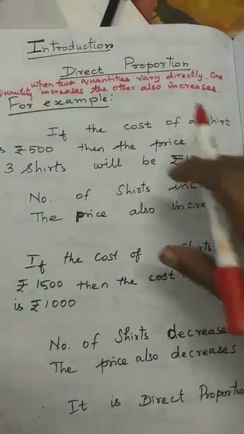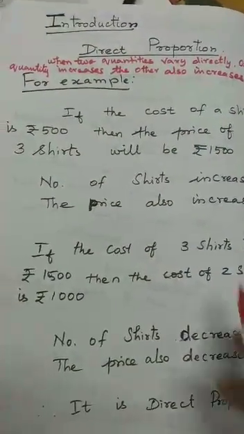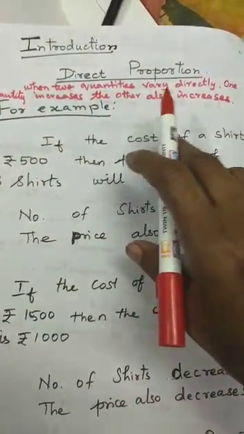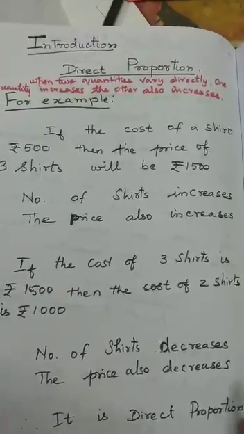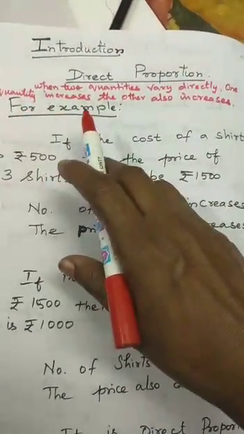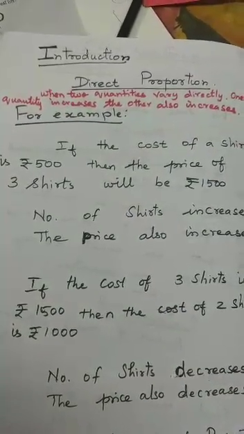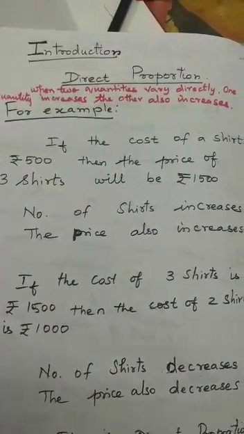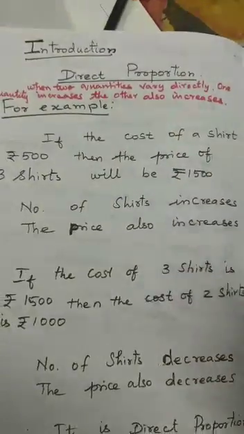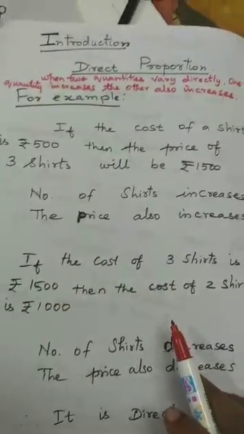Introduction. Today we are going to see direct proportion. When two quantities vary directly, they are given two quantities. If one quantity increases, the other also increases. And if one quantity decreases, the other also decreases. This is the direct proportion definition. Okay. We shall see one example.